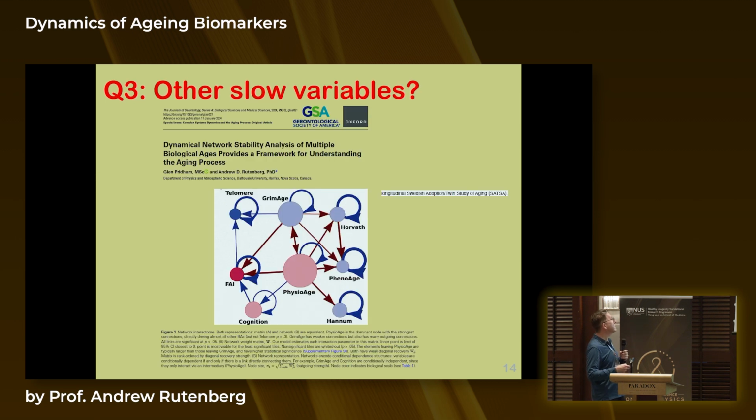Okay. Last, to get to aging clocks, what about other slow variables? So I didn't really talk a lot about what variables we were using. I say blood variables, but Glenn also analyzed some data from the SATSA study, the longitudinal Swedish twin study, and looked at different aging clocks. And you can say, well, why are aging clocks stable? Well, if they're calibrated against something, roughly, which is age, then you'd expect that they aren't going to diverge strongly from age.